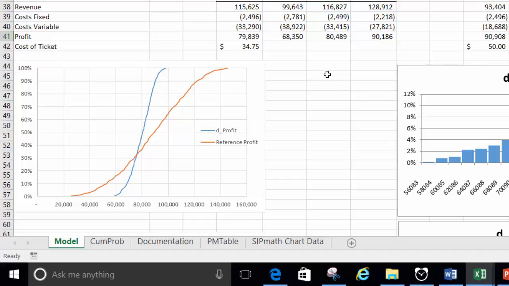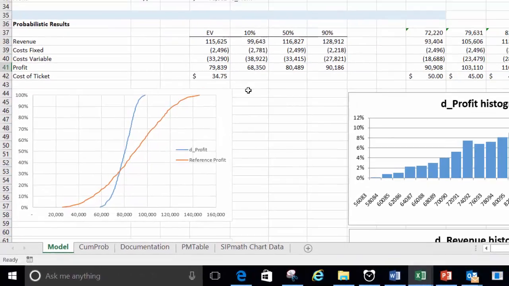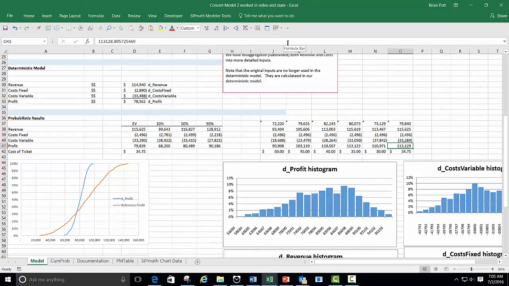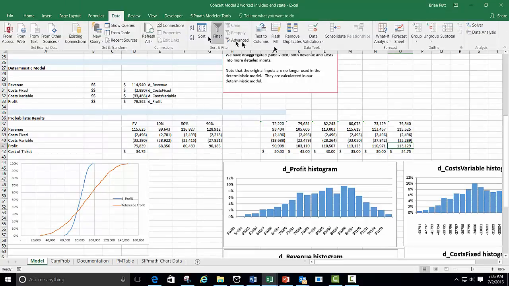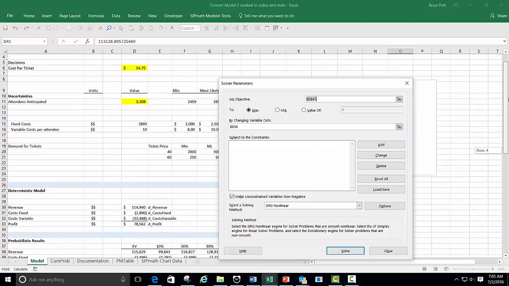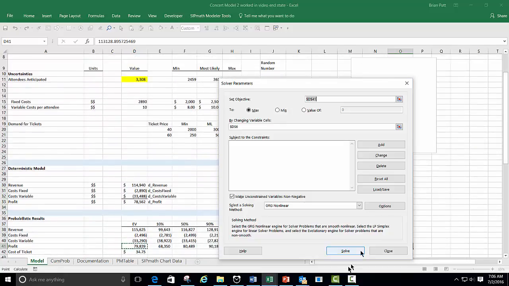The other analysis we might want to do is to re-optimize our model now to see is $34.75 the right answer. So let's go back to Solver. And we'll just double check what we're optimizing here. So we are maximizing D41, which is the profit, by changing D6, which is our decision or our cost per ticket. That sounds good. So let's solve.